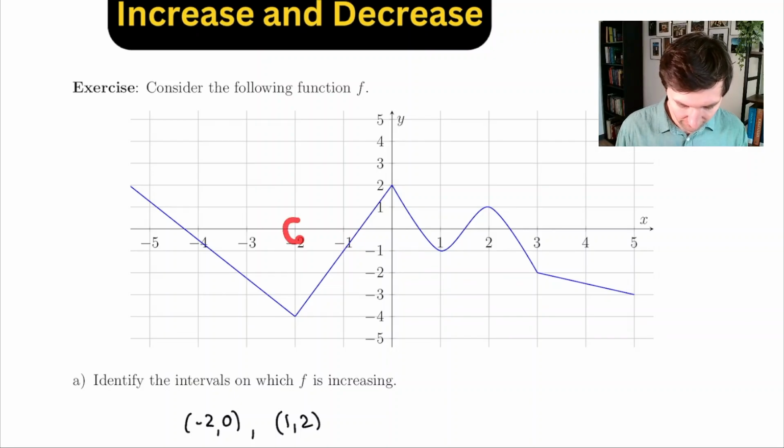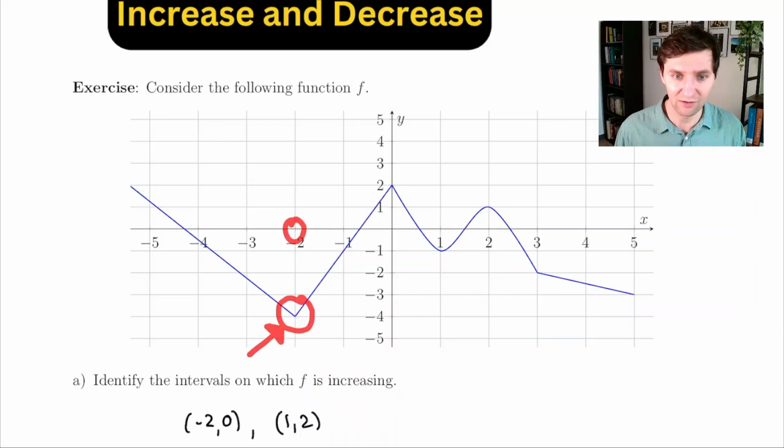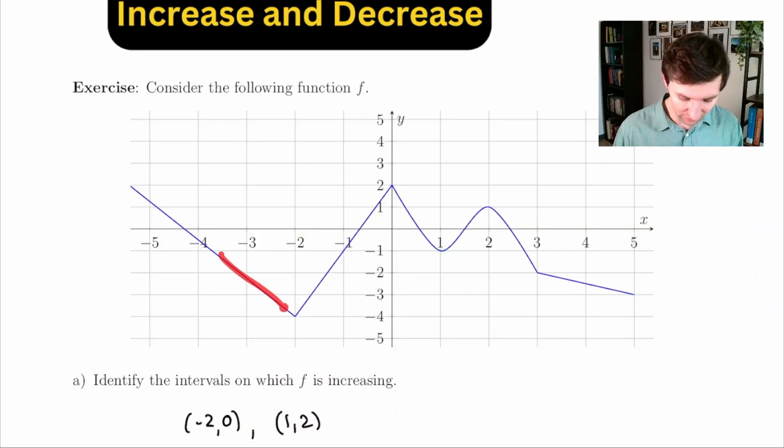For example, -2 is a critical number because the derivative doesn't exist there. We have a corner, meaning this function is not differentiable at -2, and the function changes from decreasing to increasing there. At x equal to 0, another critical number, the derivative doesn't exist, and the function changes from increasing to decreasing there. Let's try one more. 1 is a critical number because the derivative there is 0, and the function changes from decreasing to increasing there.